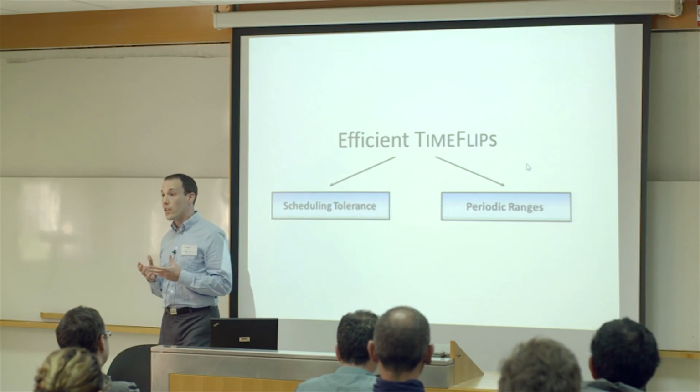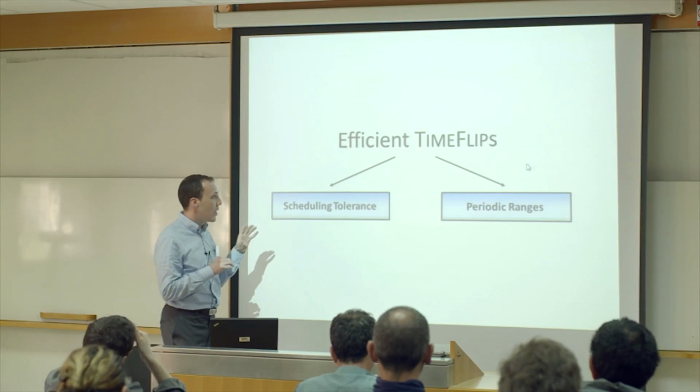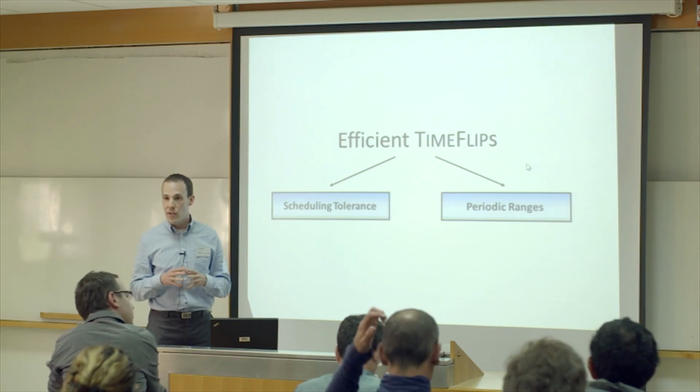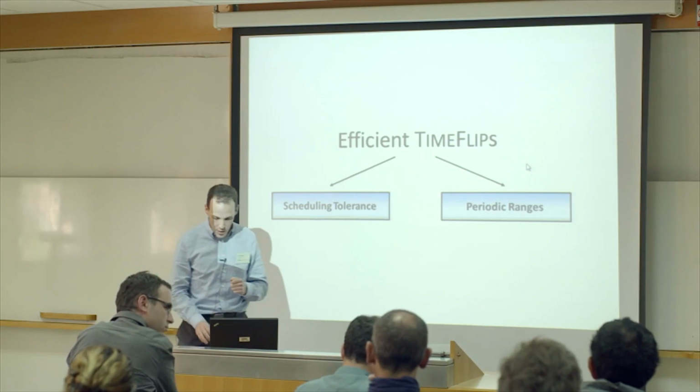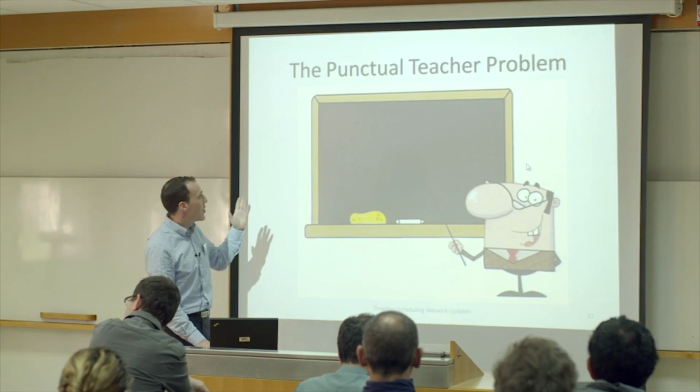To implement efficient time flips, we use two interesting principles that are unique to time flip. One of them is called the scheduling tolerance, and the other is periodic ranges.